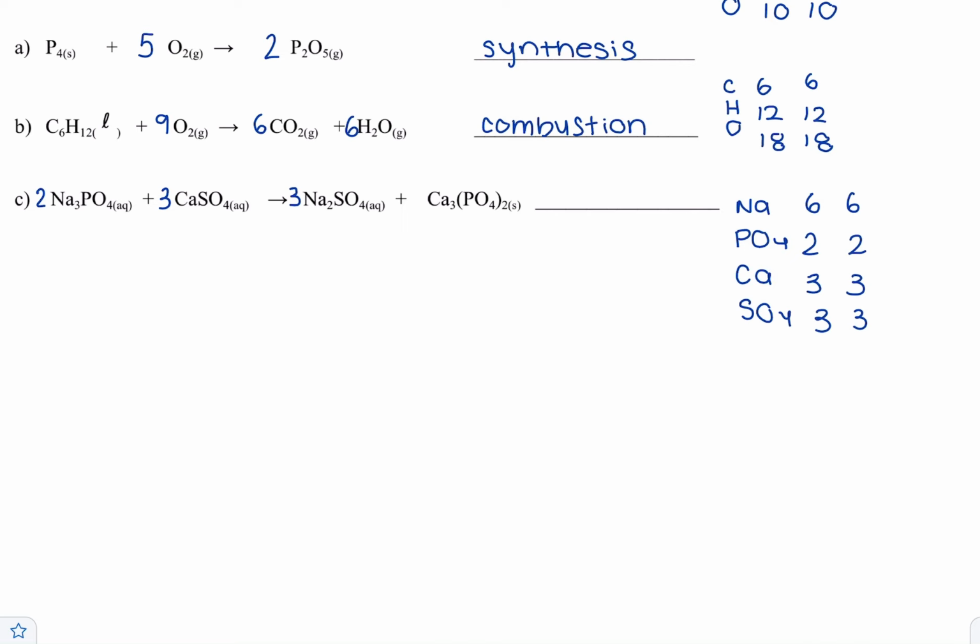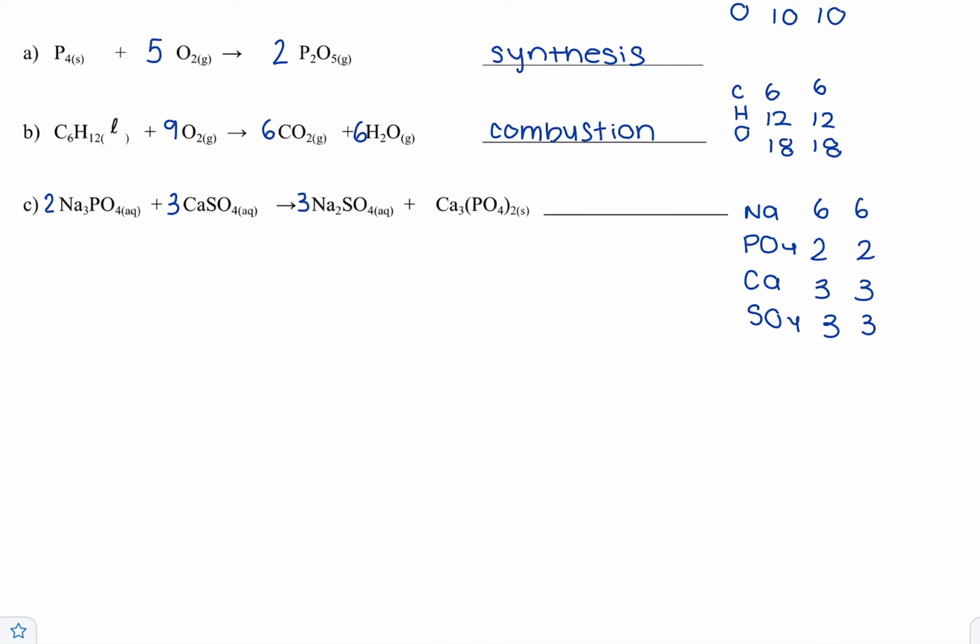Now if we just take a look at what type of reaction this is, we'll notice that we had 2 things switching out with each other. The sodium swapped places with the calcium to end up with the sodium in the sulfate and the calcium in the phosphate. So this was a double displacement reaction.